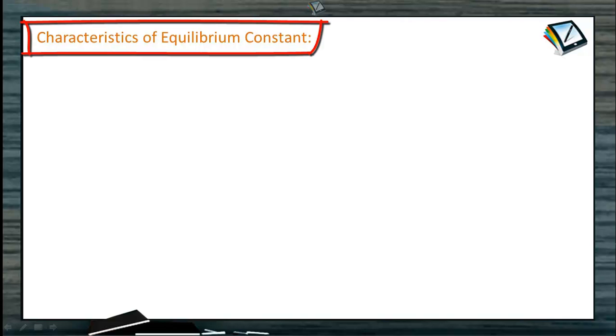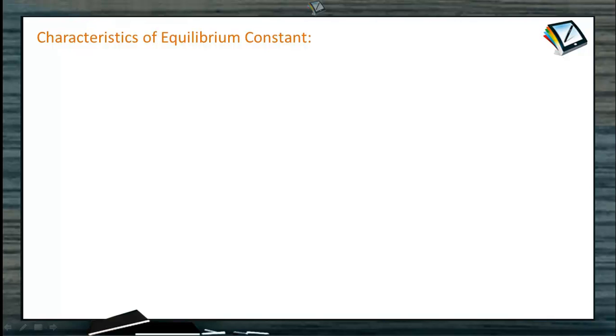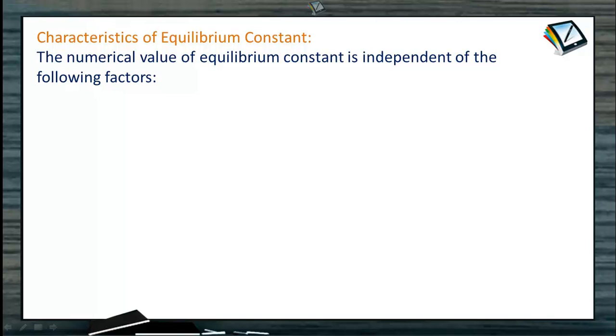Characteristics of equilibrium constant. We have already discussed what is Kc and what is Kp. Kc is equilibrium constant in terms of active masses. Kp is equilibrium constant in terms of partial pressures. Similarly, what are the factors on which K depends? The numerical value of equilibrium constant K is independent of the following factors.